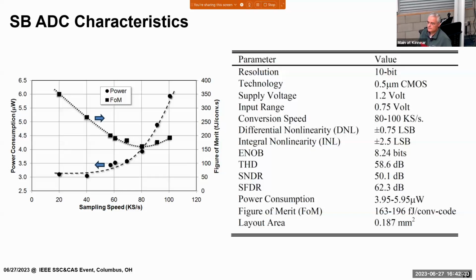So they don't lie, but they don't fully disclose either. You have to figure it out yourself. That's the issue. And here you can run it at 100 kilosamples per second, but your power is going to be 6 microwatts for the supply with ADC.